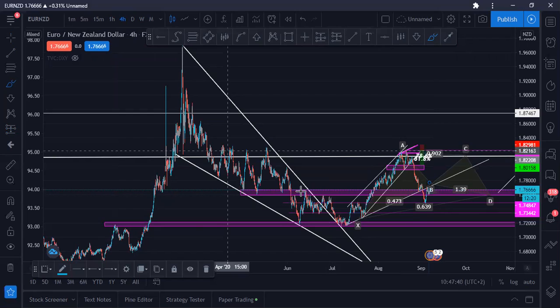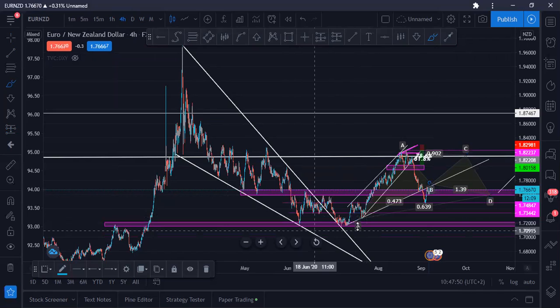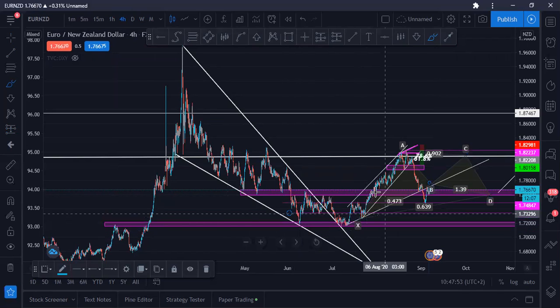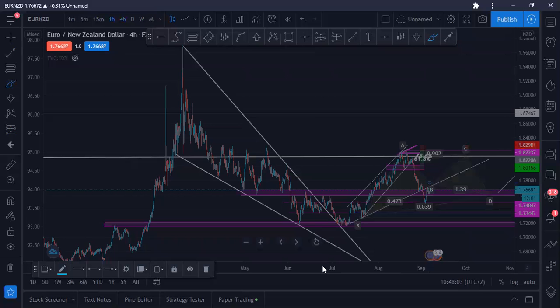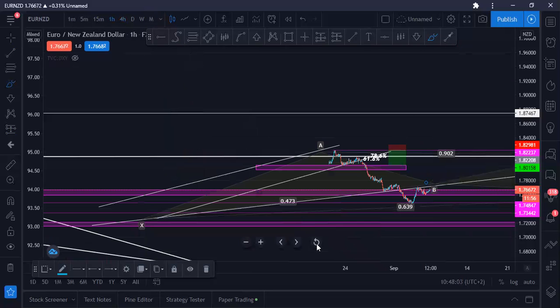We were stuck in this area for a really long time, from the beginning of June to late July. We were in the zone with really no action, and ever since we broke out of that zone, we've had some really nice action. So let's go to the 1 hour time frame and show you guys what I potentially see on the lower time frame, and let's see if it plays out the way I expect.